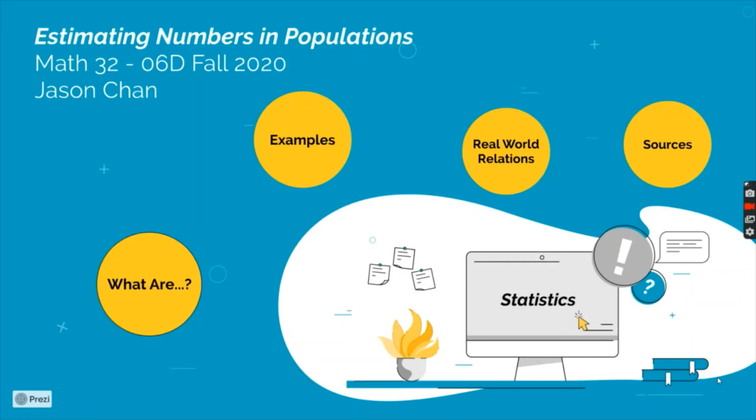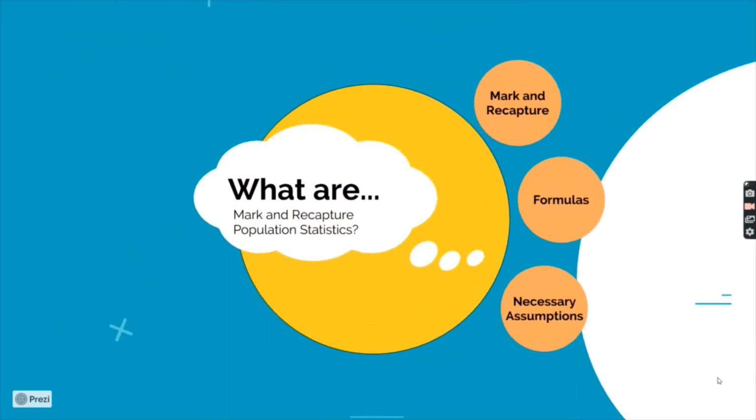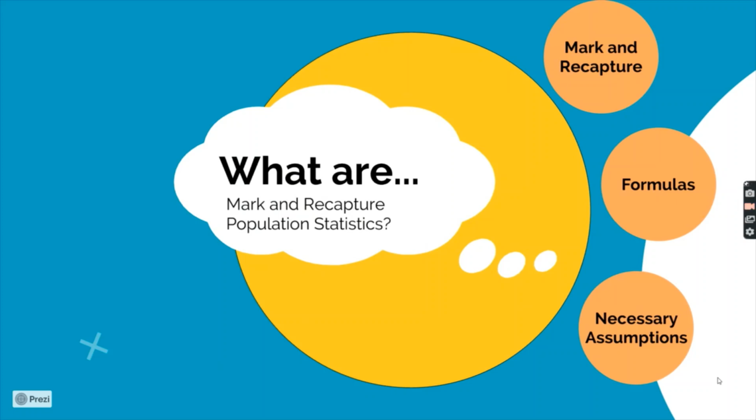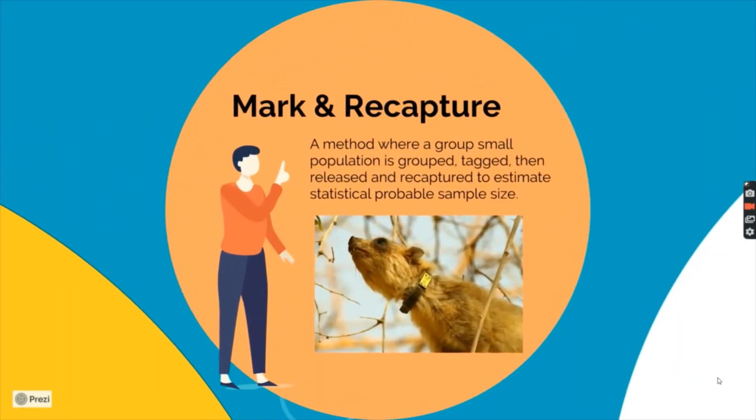I'm in Math 32 in the sixth discussion, and my presentation is on estimating numbers in populations. So first we have to understand what mark and recapture population statistics are, and in order to understand that, we have to take a look at a very simple brief description of what it is. Mark and recapture is basically a method where a small group of a population is tagged, then released and recaptured in order to estimate the statistically probable sample size.